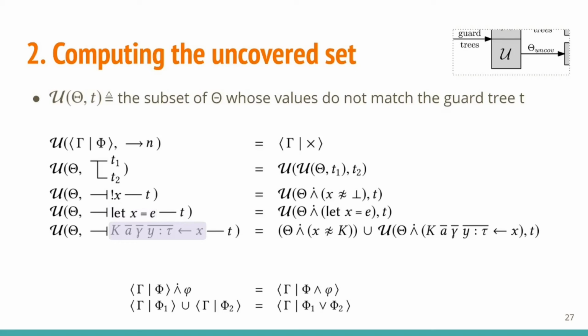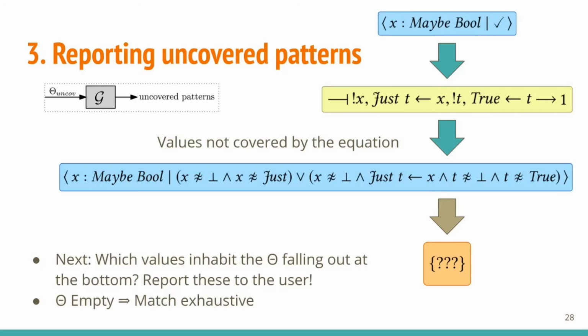A pattern guard matching against constructor k will fall through when x is not k. Also, everything not covered by the subtree is uncovered, so we adjoin the two refinement types. And that's all there is to coverage checking.